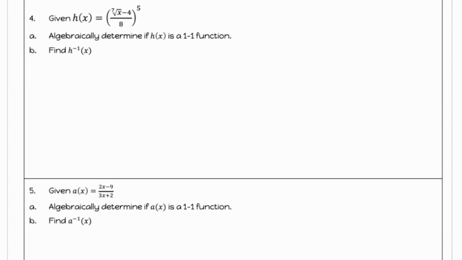Let's do another one. Here we have our given function h of x. Algebraically determine if you have a one-to-one function, and then we want to find the inverse if possible. First thing I'm going to do is my algebraic proof. In this case, h of a equals h of b. Substitute your a's and b's.